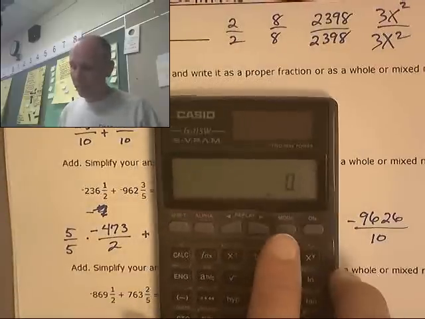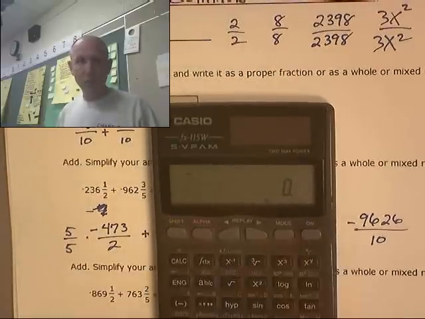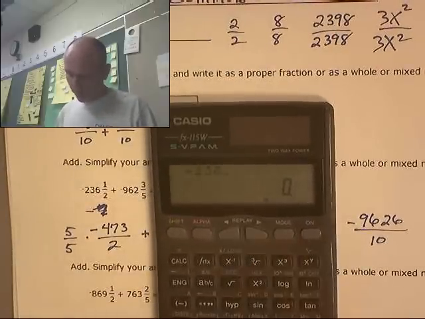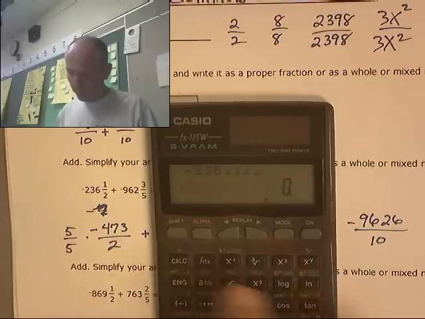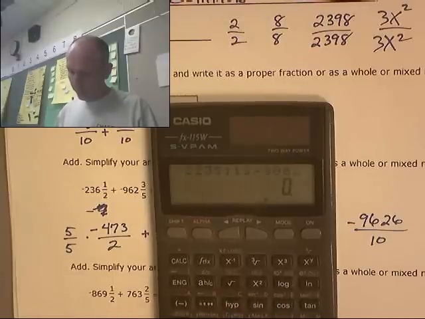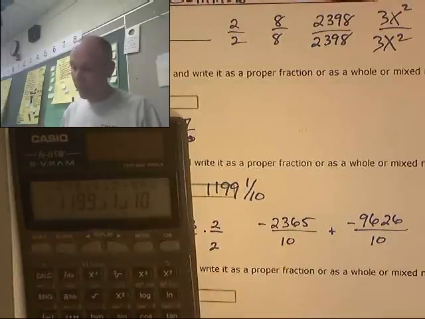Now, my calculator can actually handle fractions. I'm going to try this with my calculator. So negative 236 and 1/2 minus 962 and 3/5. Did I mess that up? I'm scared now. Negative 1,199 and 1/10. Yay! Let's do another one of those.